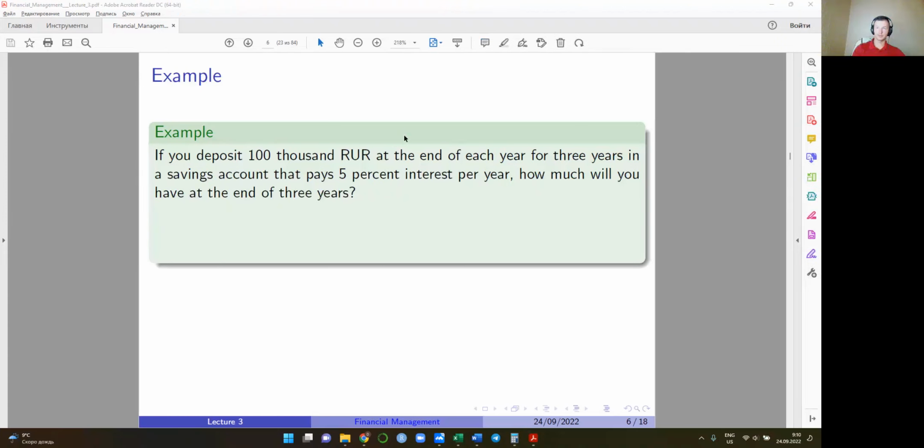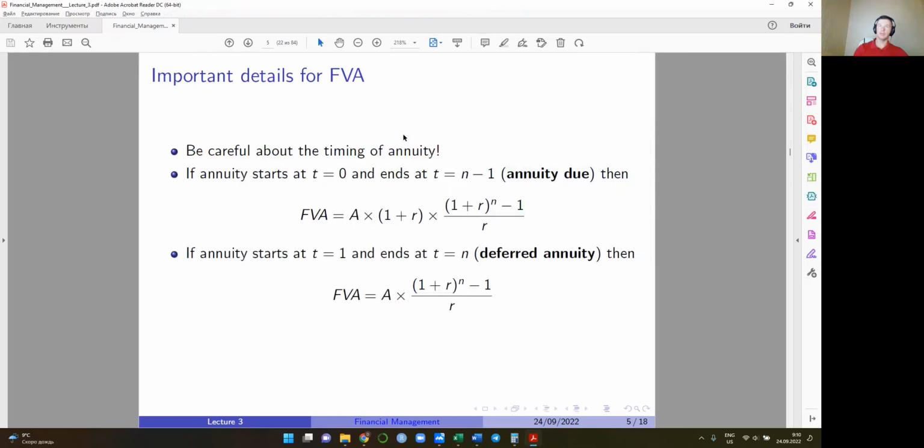Any ideas? Which of these two cases do you have in the task when you put money on the savings account at the end of each year? Is this annuity starting at 0 or is this annuity starting at 1?